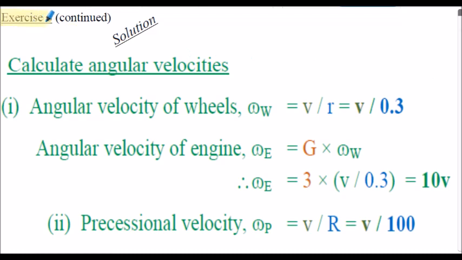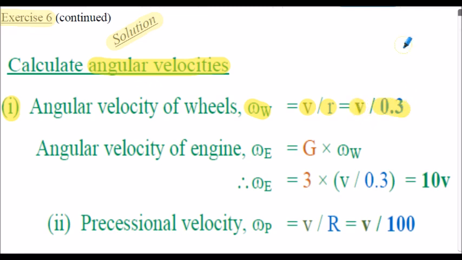Exercise 6, solution continued. So now we'll calculate the various quantities. Part 1, we're calculating the angular velocities. You'll notice we're going to calculate all the various parameters in terms of the unknown linear velocity V. So the angular velocity of the wheels will be V divided by R. V is unknown, but R is 0.3.